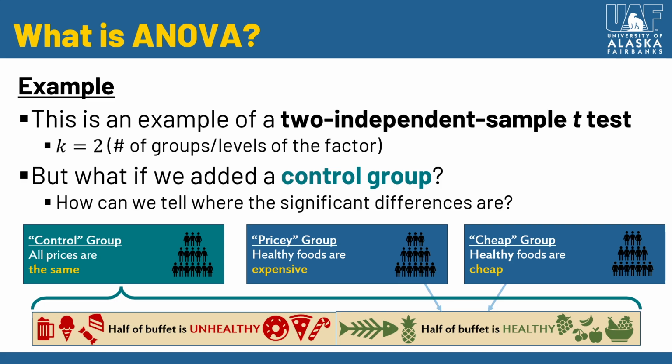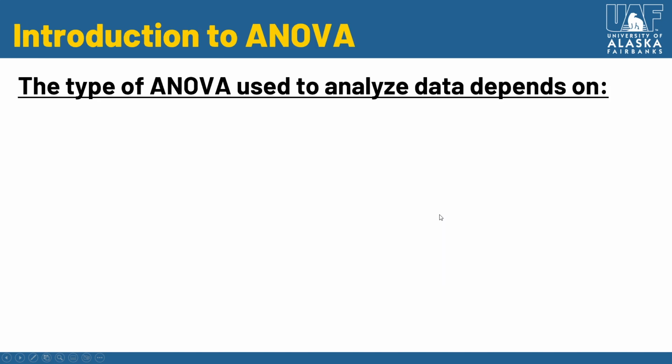But now, since we have more than two groups, we need a new way of testing this in order to tell where the significant differences are, because we're doing more than just a comparison between two groups. Here we're comparing this group and this group, this group and this group, and this group and this group, right? So there are 3 comparisons ultimately that we're making here. And so that's why we'll use an ANOVA. And there are different types that we'll go through in the next few units in this course.